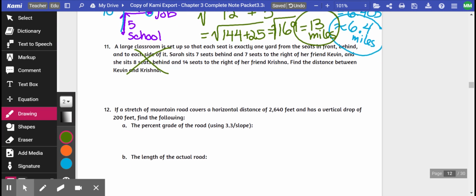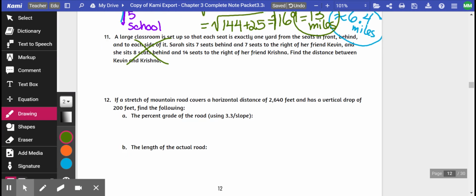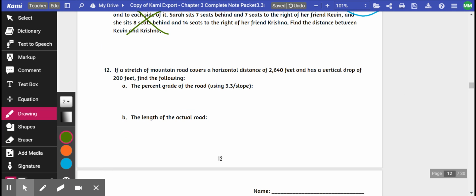We're going to skip 11. It's similar to number 10. Number 12 says, if a stretch of mountain road covers a horizontal distance of 2,640 feet and has a vertical drop of 200 feet, find the following. So it first says to find the percent grade of the road. So we're going to use slope. And if you remember, we are just going to take the slope and change it to a percent.